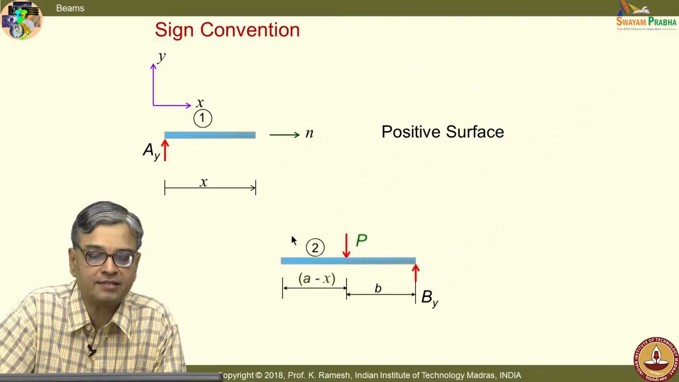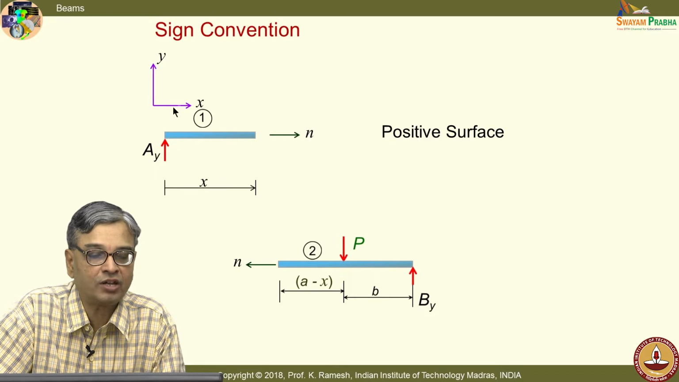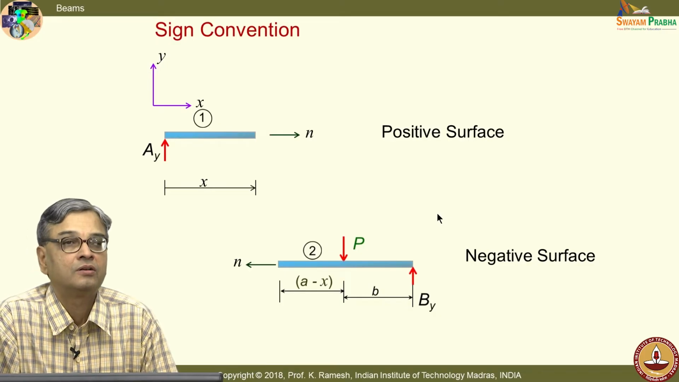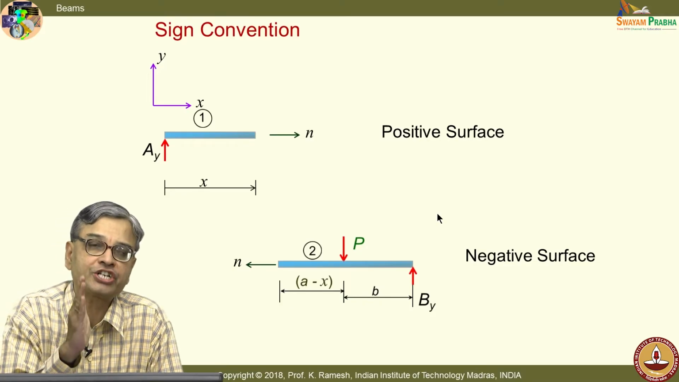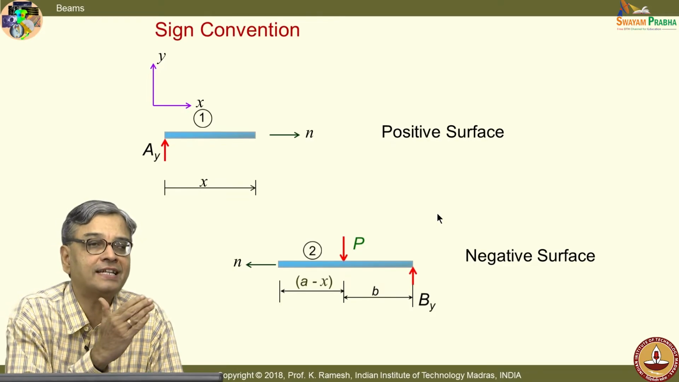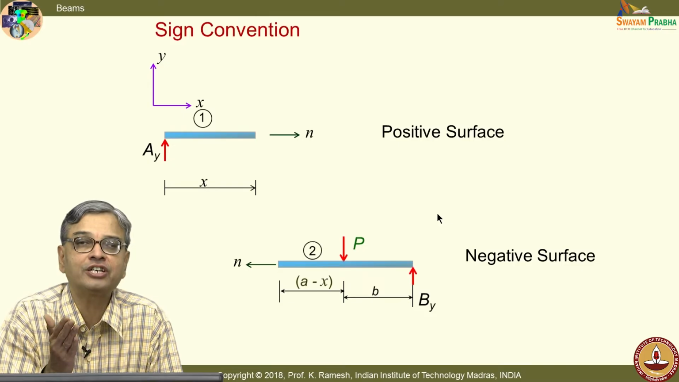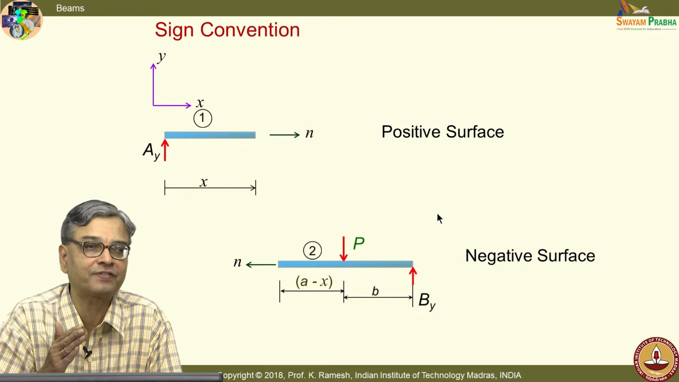If I look at this portion of the beam and put the outward normal, I can recognize that this is in the negative direction of the coordinate axis. So, I will call this a negative surface. While solving a real-life problem, you may choose a section of your choice to analyze, either the left portion or the right portion. When you analyze the left portion, you are essentially handling the positive surface. When you are analyzing the right portion, you are essentially handling a negative surface.